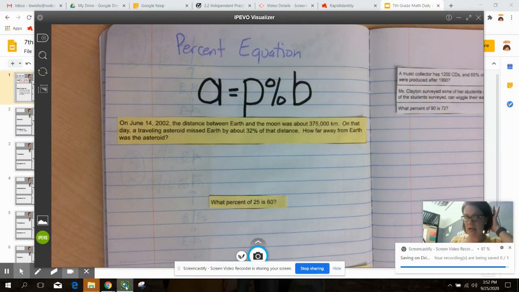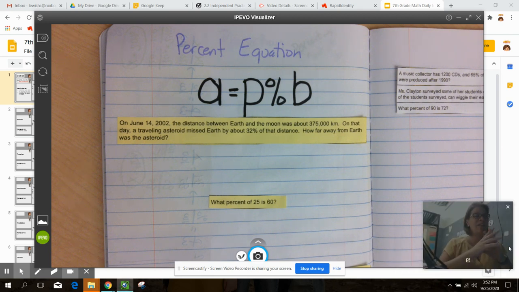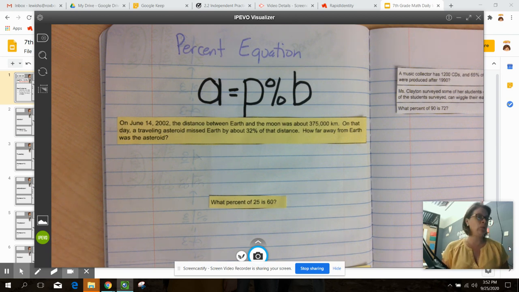Hey guys, so we're going to kind of continue on. We talked about percent as a proportion the other day. Some people really like to do that one. I also wanted to show you a way that you could solve it as an equation. I have some kids that really like to do it this way too. So this is the percent equation.